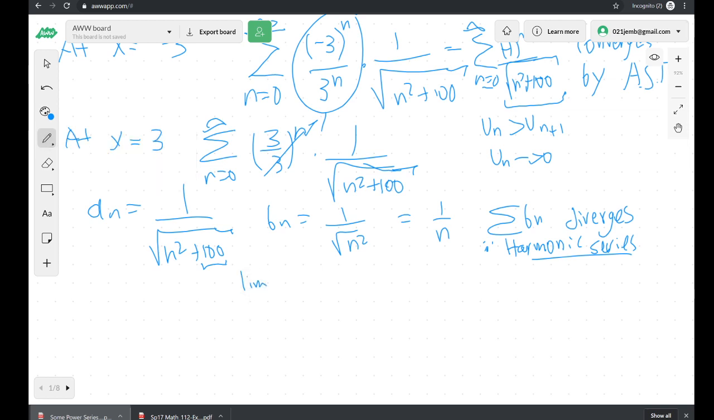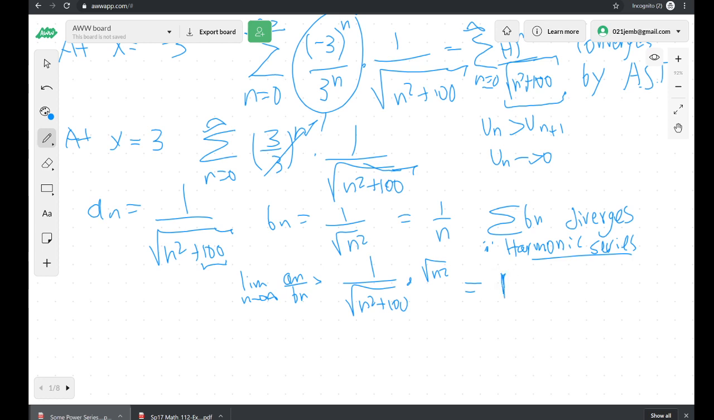So the limit as n goes to infinity of a sub n over b sub n equals 1 over the square root of n squared plus 100, divided by 1 over the square root of n squared, which is multiplied by the square root of n squared. We can bring that inside of the limit, and we get that the limit is 1.